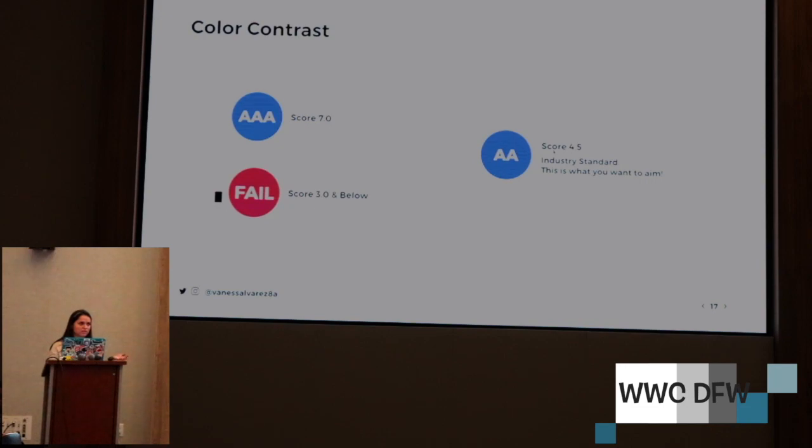So this is the color contrast again. This AAA is the score of 7.0. This is the one that is very hard to get. The AA is the industry standard, and this is the one that you want to aim for, and not the fail. You don't want to be 3.0 and below.